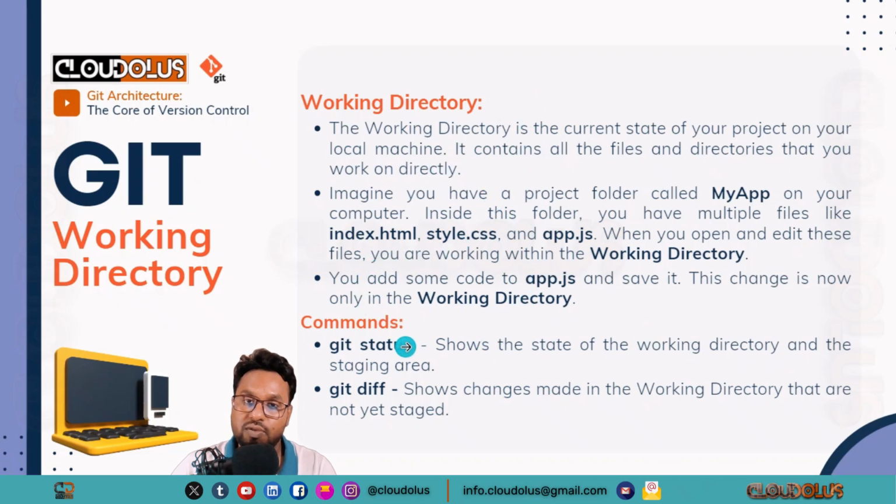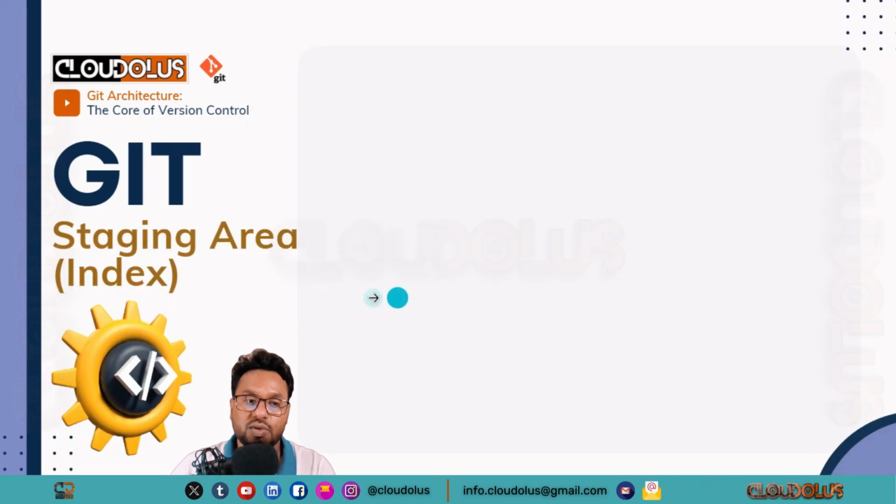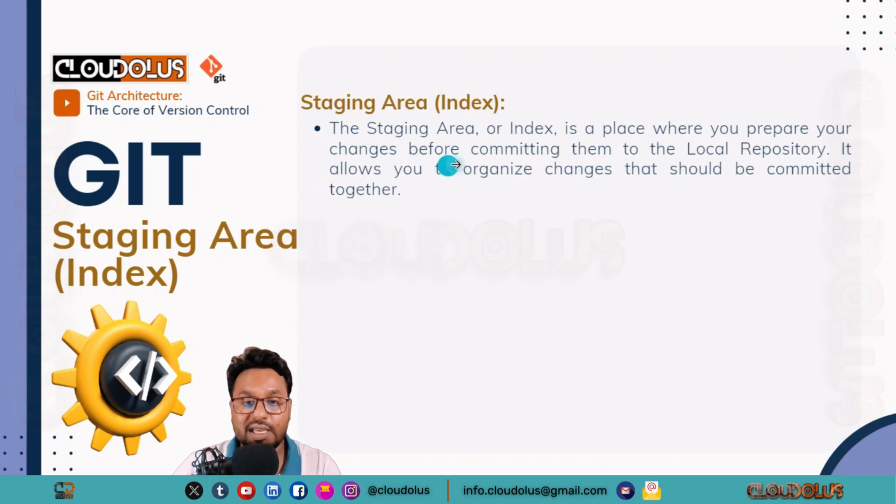So next we'll go to the staging area, also called the index. What is the staging area, also called the index? The staging area or index is a place where you prepare your changes before committing them to the local repository. It allows you to organize changes that should be committed together. So before committing, when your code changes are prepared and gathered together for committing, they are stored in an area which is called the staging area, also the index.